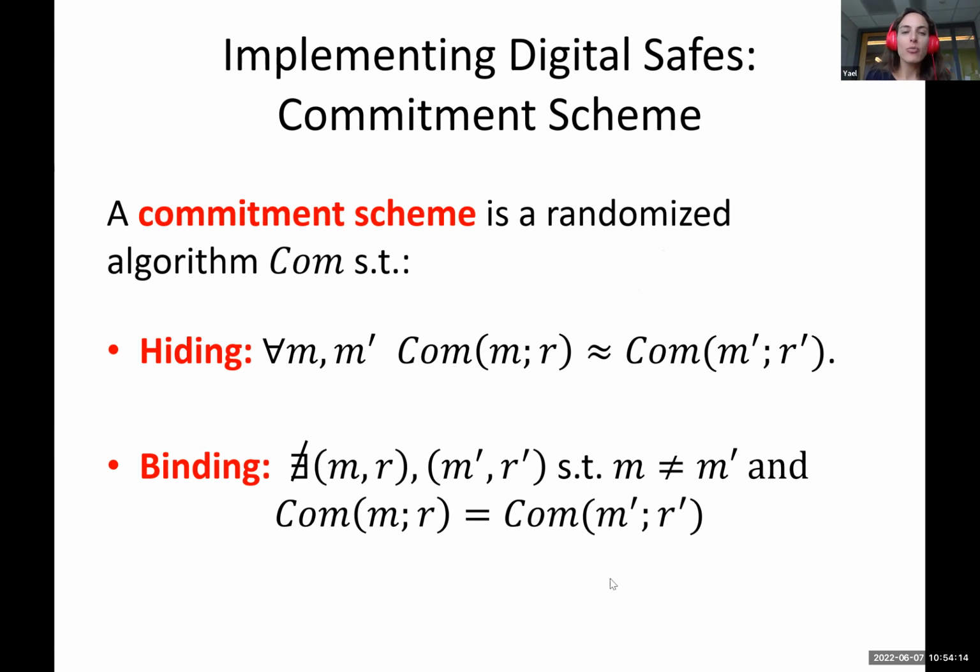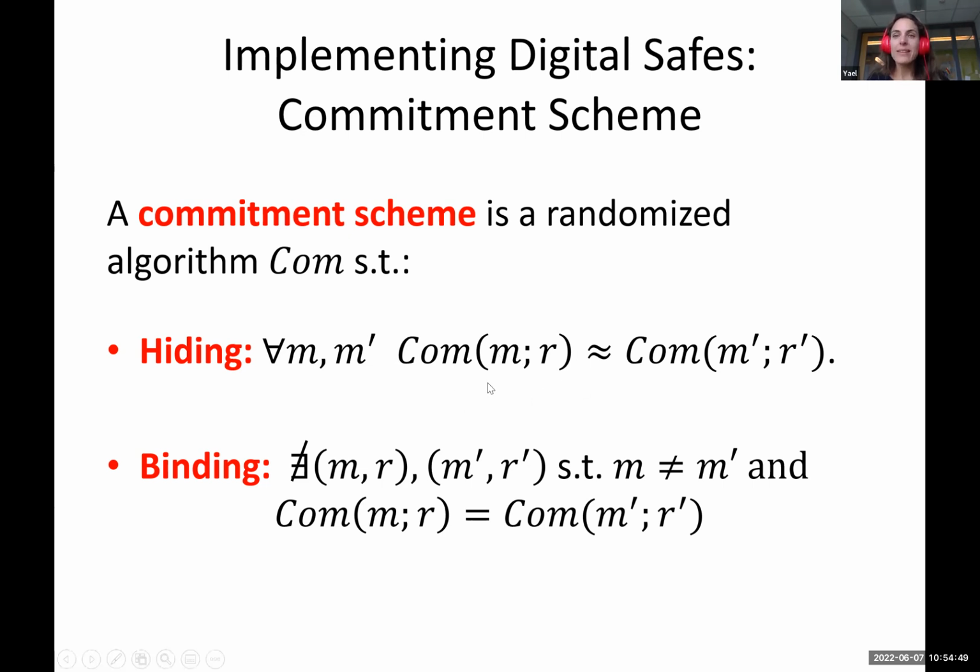So a commitment scheme is really just a randomized algorithm. It takes as input the message that you want to hide, that you want to put in the safe, and some randomness, and it outputs some value, which is the output of the algorithm, commit of the message and the randomness. So it's just a randomized algorithm. And the two properties that it has is, one, that it's hiding. So if you just see the commitment of the message, you don't know what the message is. It really hides the message.